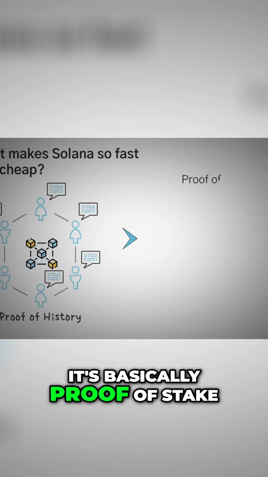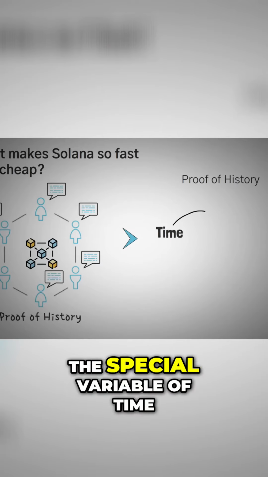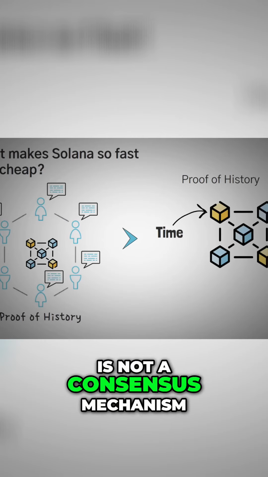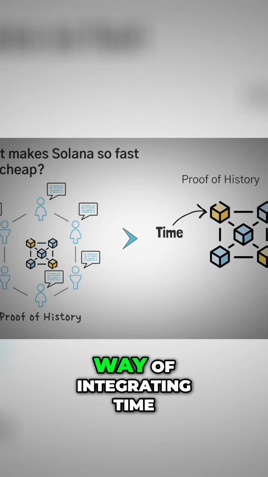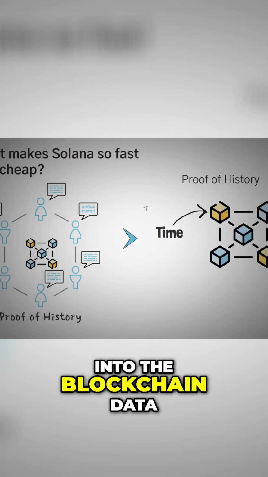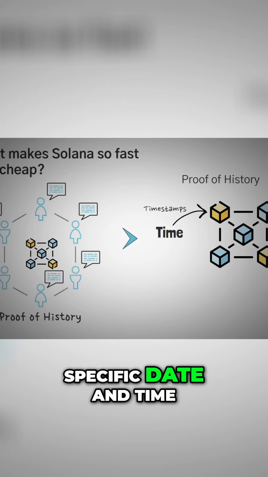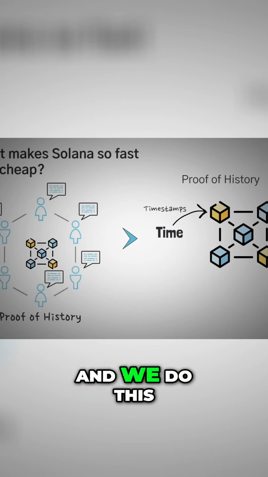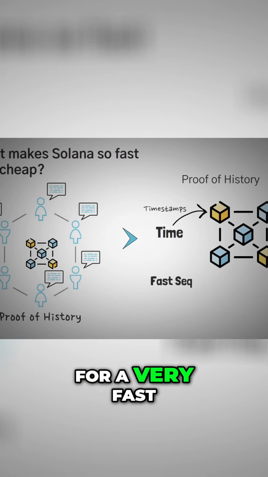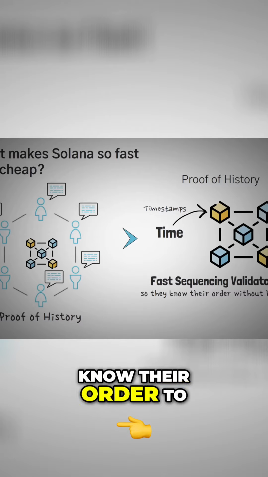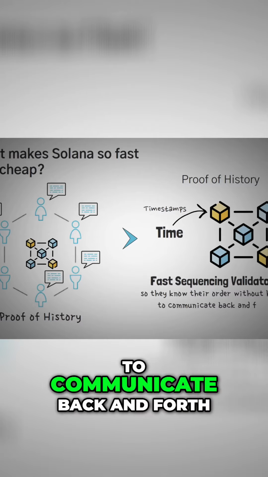It's basically proof of stake, but it adds in the special variable of time. So you need to know proof of history is not a consensus mechanism, but it is a way of integrating time into the blockchain data. We use something called timestamps to place a specific date and time on the blocks. And we do this so that it allows for a very fast sequencing of validators, basically so that they know their order to submit blocks without having to communicate back and forth.